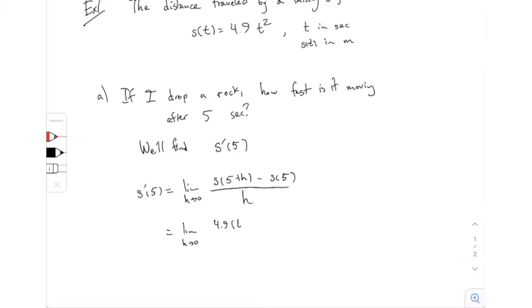Instead of T, I messed it up. Instead of T, I use 5 plus H, like that. So 4.9 T squared, I plug in T equals 5 plus H. I get 4.9 times (5 plus H) squared. All right, and then minus, that was only the first part there, minus S of 5. That means I go up to the function, I plug in 5. So that would be 4.9 times 5 squared. That's just a specific number. And then all of this over H. All right?